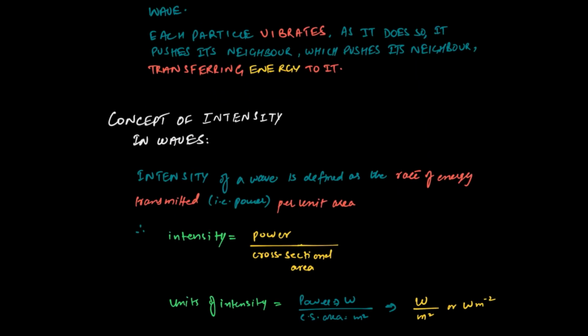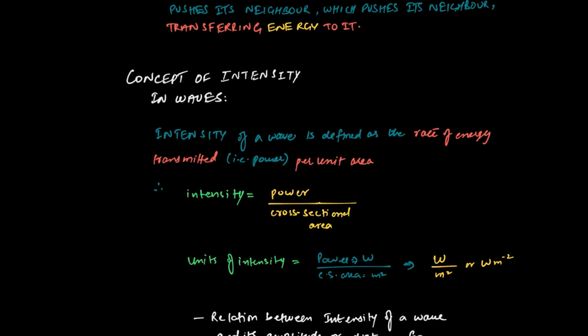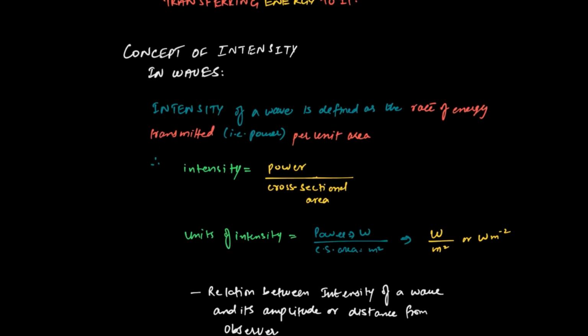Then we will come on to the concept of intensity in waves. Intensity of a wave is defined as the rate of energy transmitted per unit area. So a rate of energy is also known as power, so we could also say power per unit area. And the units of intensity are power, that is watt, over cross-sectional area, that is meter square. So watt upon meter square, or watt per meter square.